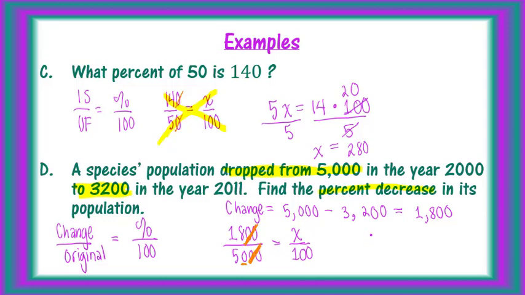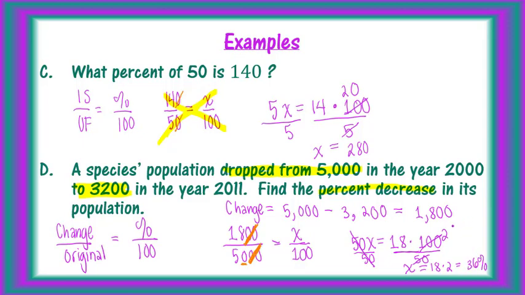So from here, I'm going to go ahead and cross multiply. So that gives me 50x equals 18 times 100. I divide both sides by 50. And of course 50 goes into 100 2 times. And these 50s divide off. So I have x equals 18 times 2, which gives us 36%.